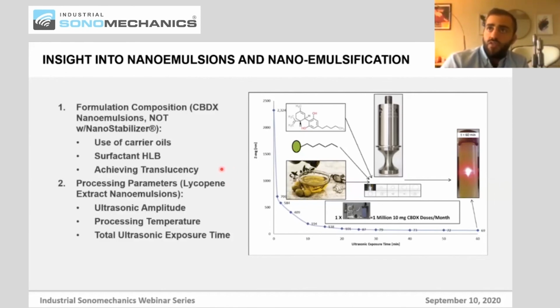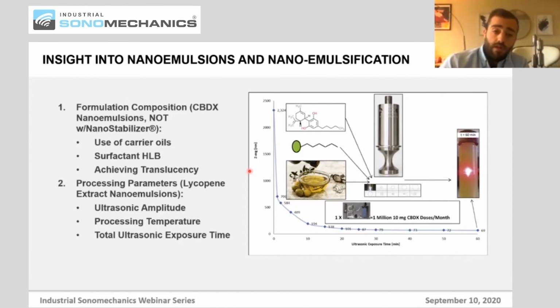And to do that, we'll focus on two research objectives. One was the formulation of a CBD extract nanoemulsion, made with some generic surfactants known as Tween 80 and Span 80, and we'll look into how the use of carrier oils and the HLB of the surfactant system can help you optimize or minimize the droplet size. And then we'll get into processing parameters.